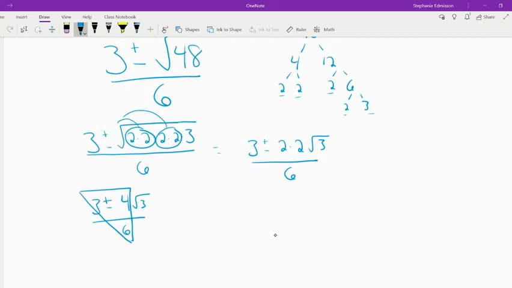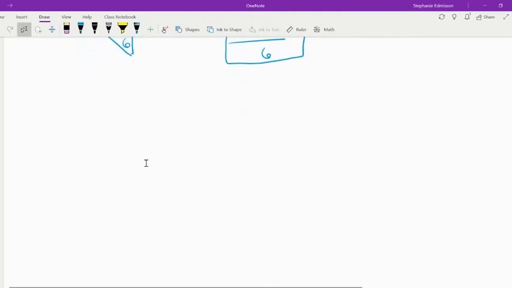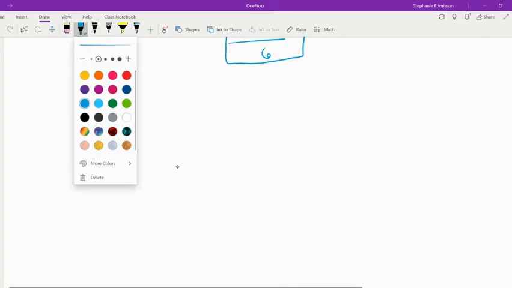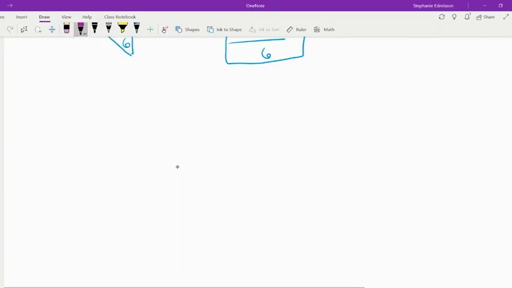These three, we try to see if they have anything in common, or a GCF. These don't, so they just stay how they are. So our answer is 3 plus or minus 4 root 3 over 6. And that's the answer. That is fully simplified, so that's how we would leave it. Let's take a look at another example.